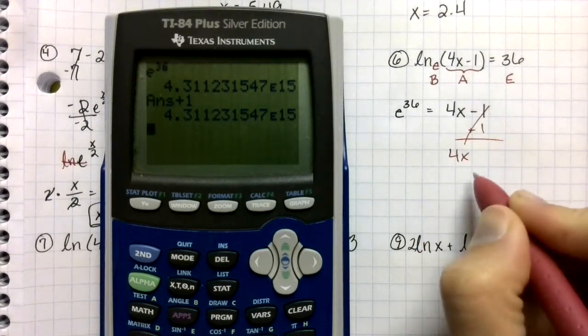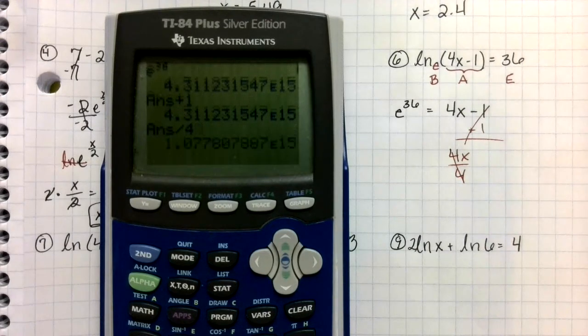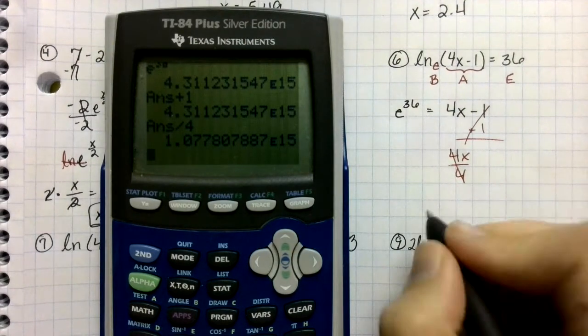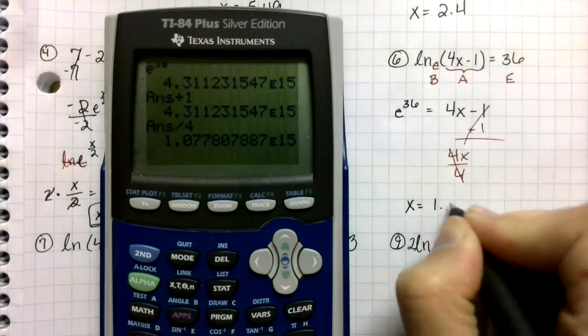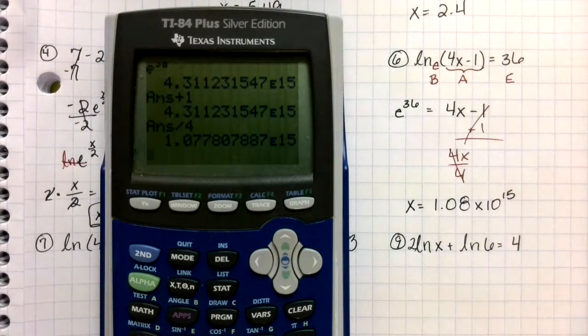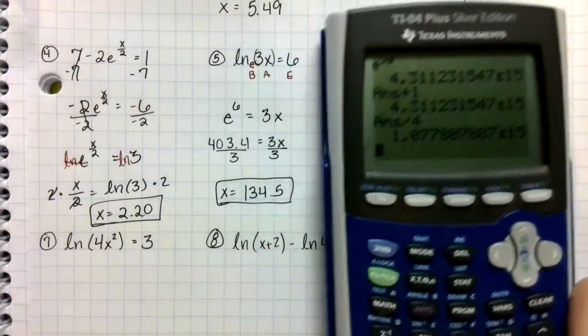Then you're left with just the 4x. So you would then divide by 4. So we end up with kind of this weird answer: x equals 1.08 times 10 to the 15th. That would be kind of a pain in the butt to write everything down every time when you end up with such a big, weird answer like that. So this one is best to just work through in the calculator.